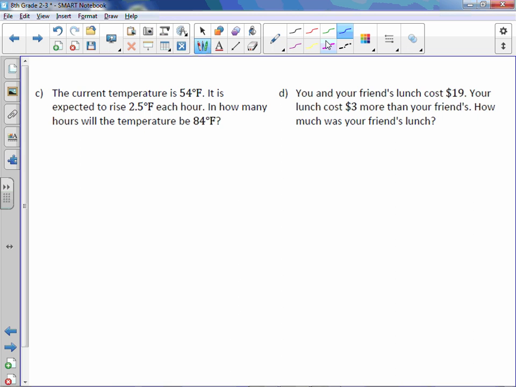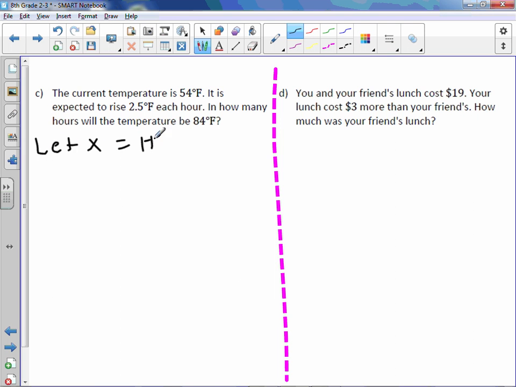Letter C. The current temperature is 54 degrees. It is expected to rise 2.5 degrees Fahrenheit each hour. In how many hours will the temperature be 84 degrees Fahrenheit? So here we are finding the number of hours. So let X equal number of hours.